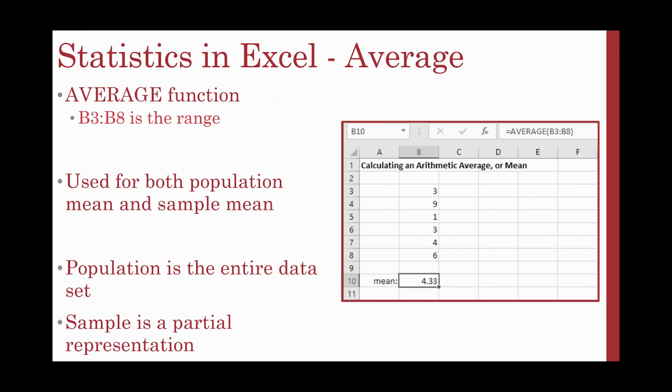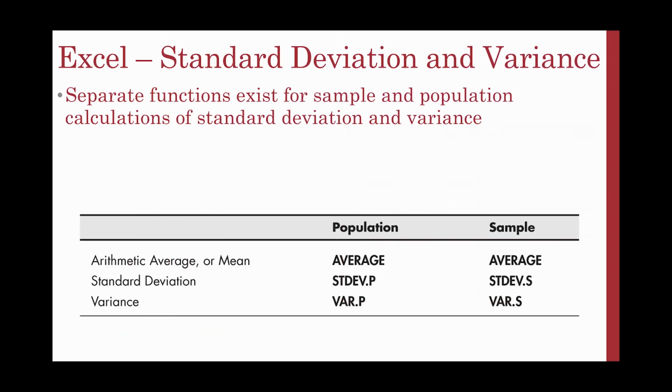So again, to use the average function in Excel, you just type average and highlight the cells in the range. It's used for both population and sample mean. Population is the entire data set. Sample only represents a portion. Excel has two versions of everything else.